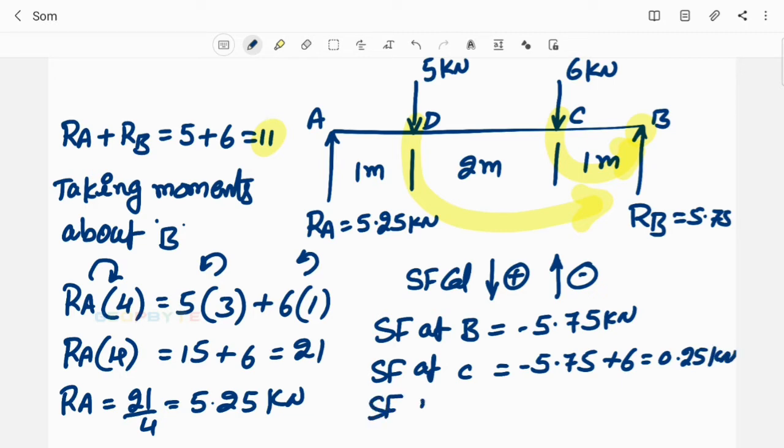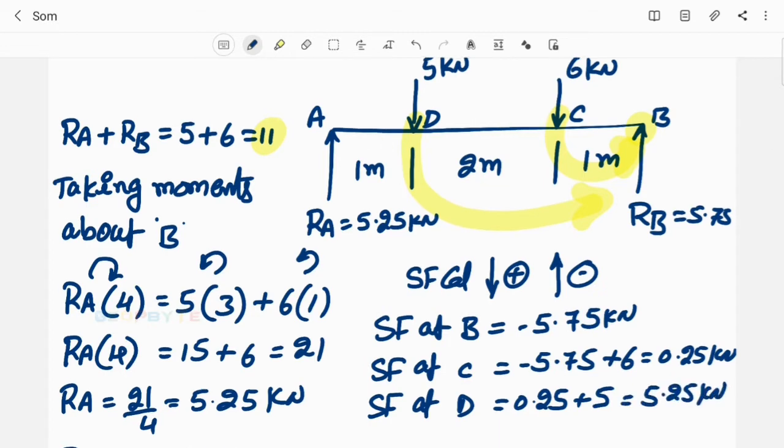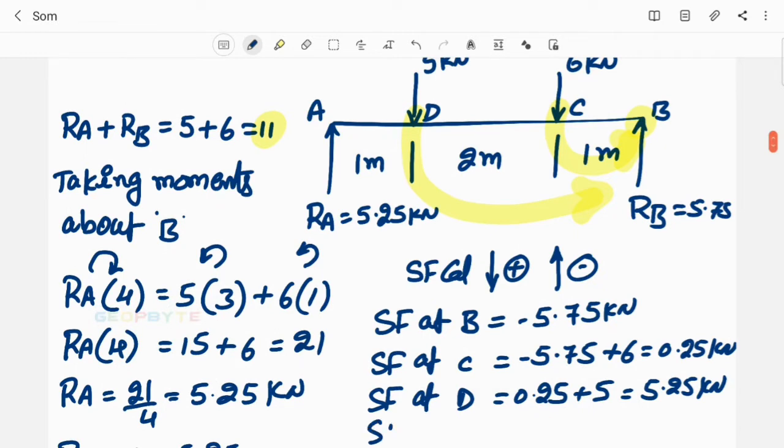Then shear force at D equal to 0.25, already 0.25 is there, plus at D 5, equal to 5.25 kilonewtons. Then shear force exactly at A equal to already 5.25 is there, minus 5.25, equal to 0. That is how the shear force values are changing from one end to the other end.